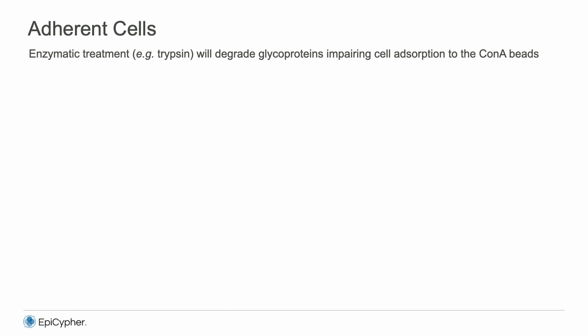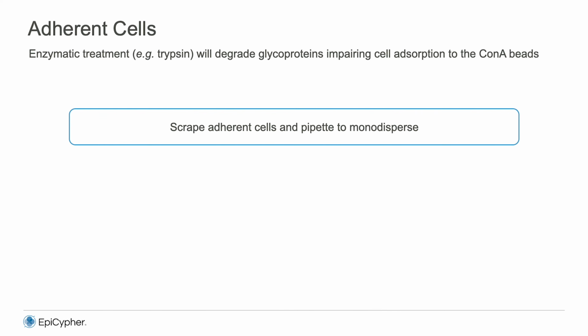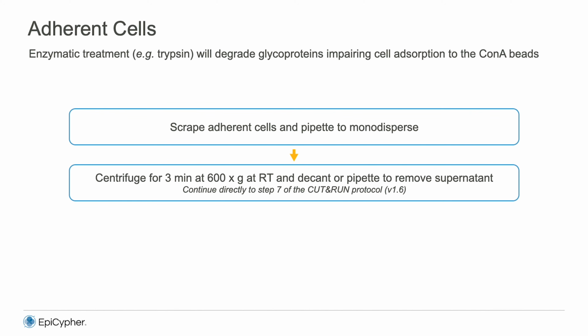When working with adherent cells, avoid using trypsin, as this will degrade glycoproteins needed to bind the ConA beads. Instead, we recommend gently scraping adherent cells while in culture media and monodispersing them gently using a pipette before proceeding directly to CUT&RUN wash steps.